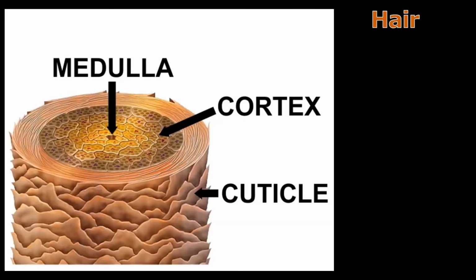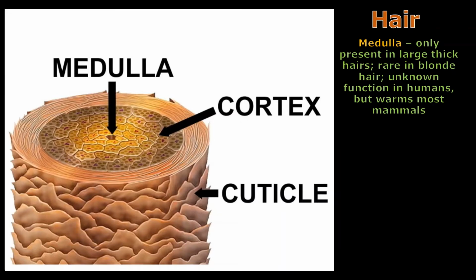Alright, to get in close to a hair, if you could look at one specific hair, you would notice it's made of 3 layers, sometimes only 2. So the medulla is the center, the middle. Medulla always refers to the middle of something. And you only see this medulla in large, thick hairs. Sometimes in blonde hair, you hardly ever see it. It may not have a medulla at all in very fine blonde hair. We don't know the function in humans, but in other mammals which bear hair, it adds to warming their body.